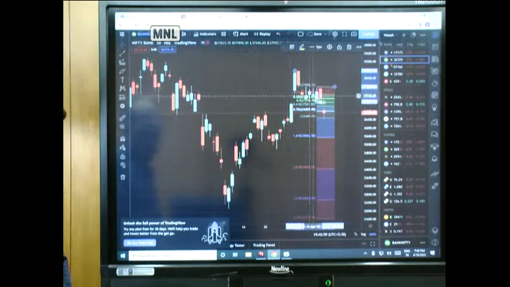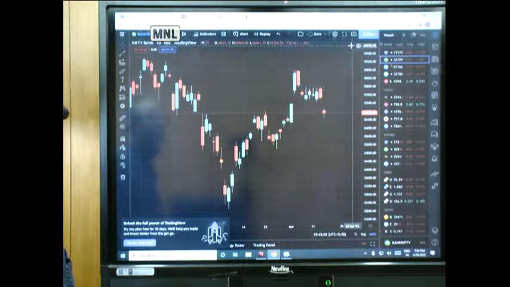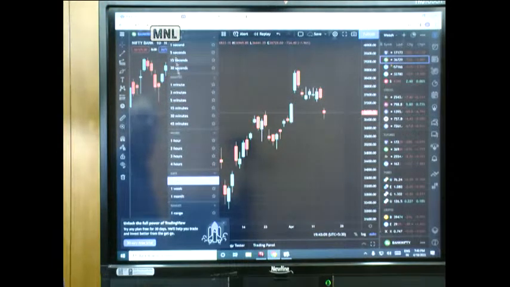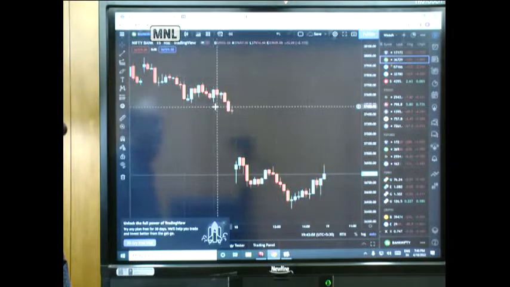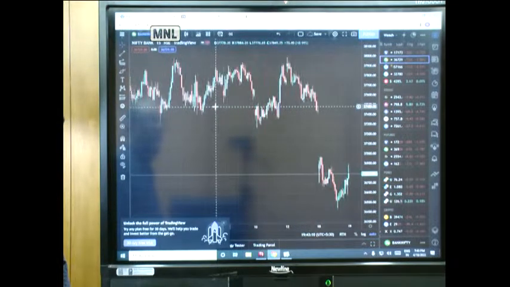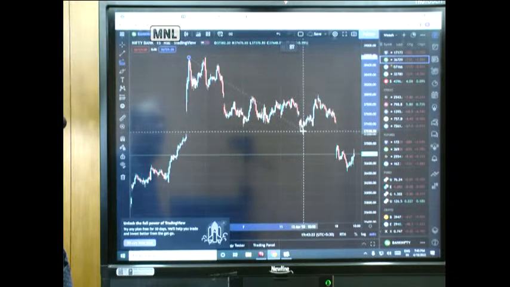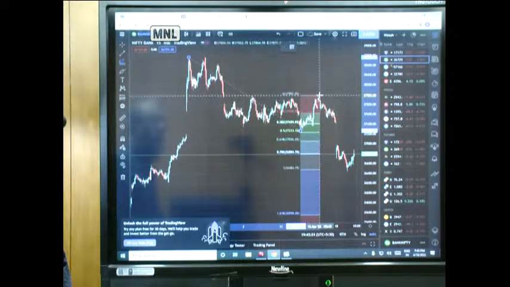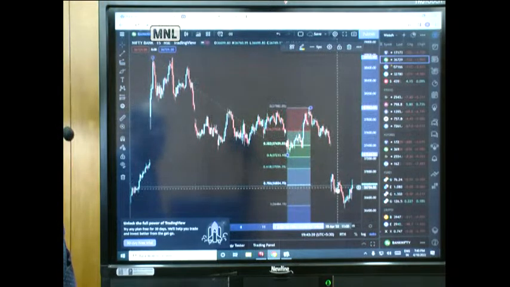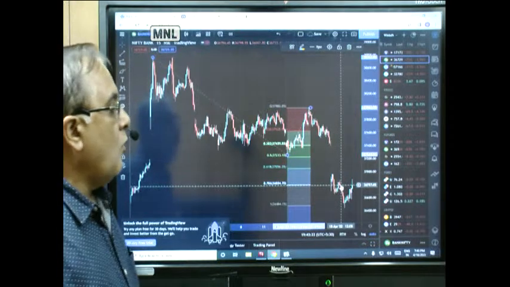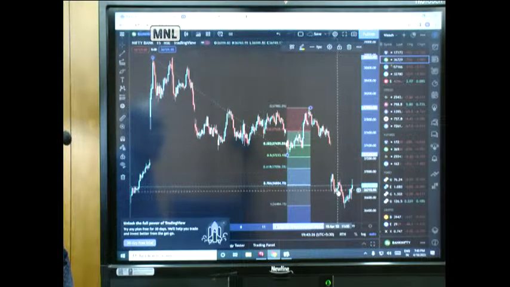So we'll remove this first of all, and we'll go to the 15-minute chart. In the 15-minute chart, we will use the Fibonacci extension. The tool is available in TradingView. So today, first of all, if you see, it opened about 36,804, right?